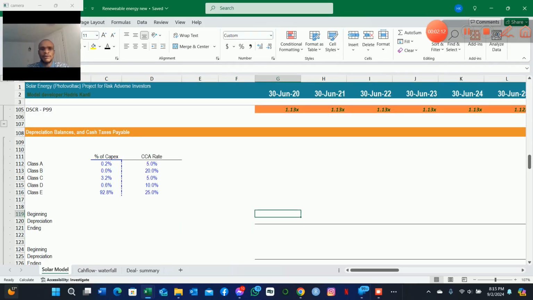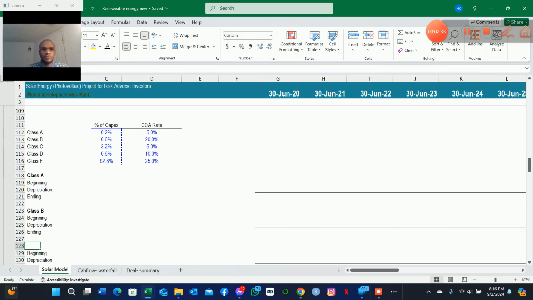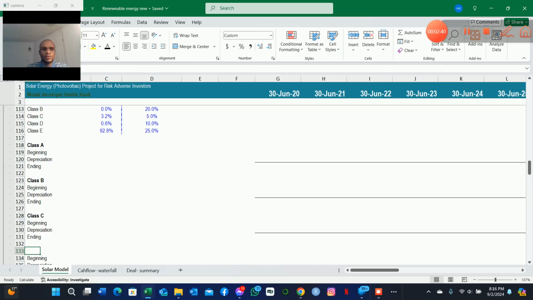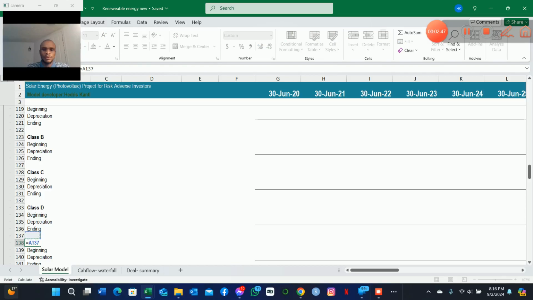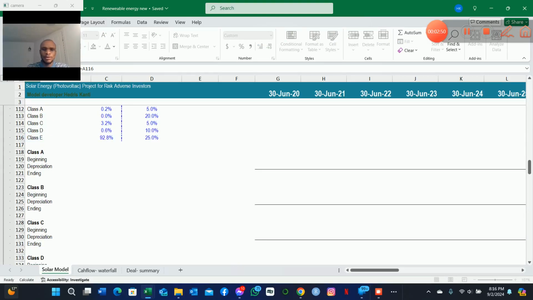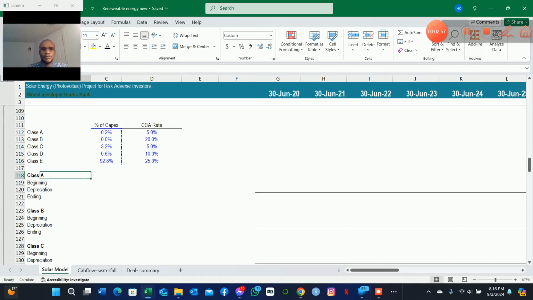So for the class A, is equal to class A, class B, just like that, class C, class E, then class E. So we are depreciating these assets under these different classes. So we begin with class A.